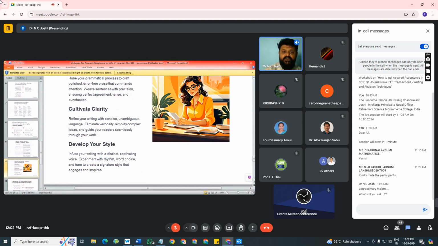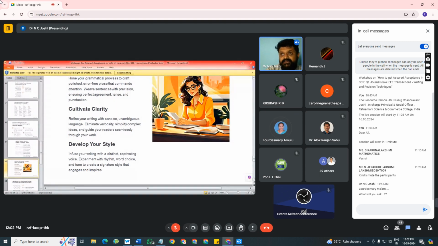Style that is shown in your sentences, not your format. Okay, so develop your style. It is shown in your sentences, not your format. This is the thing that infuses your writing with a distinct voice. Experiment with the rhythm, word choice, and tone to create a signature style that engages and inspires. Okay, so develop your own style.